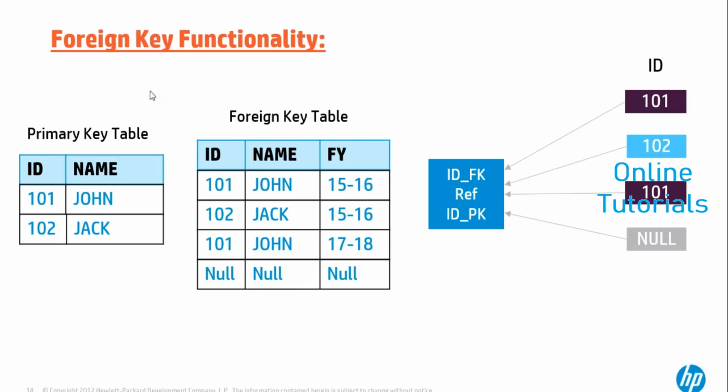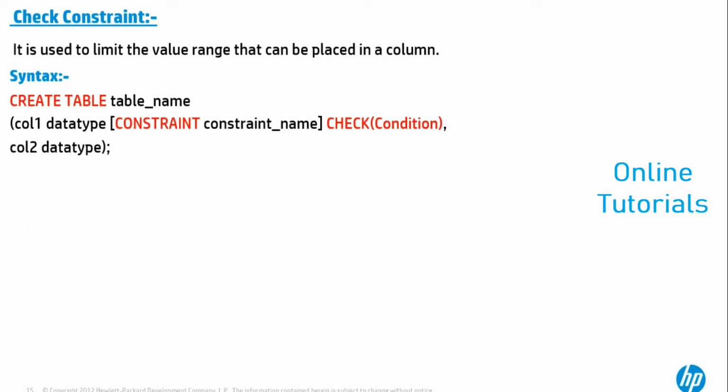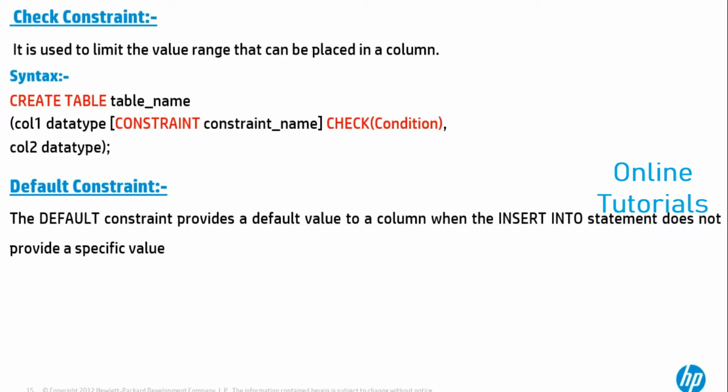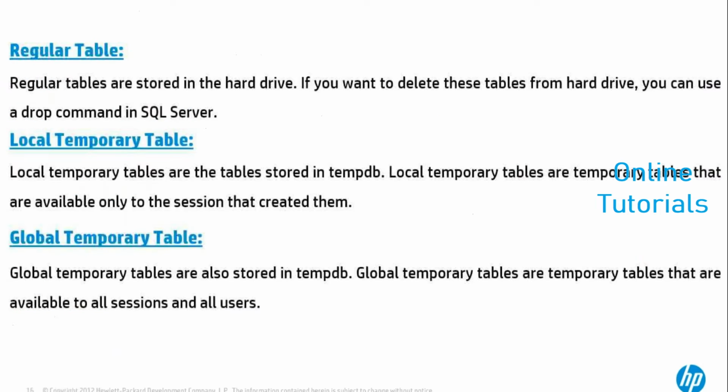Yes, I can see the relation between foreign key and this thing. You have another constraint called check constraint, which means it will check the condition. And you have another constraint, the default constraint, which we have not covered clearly. We will cover it later. And now this is the thing.